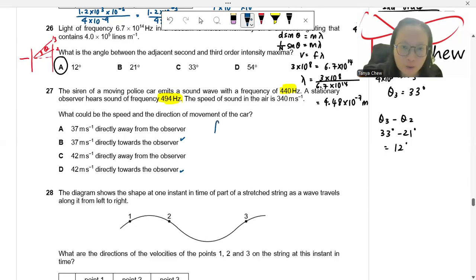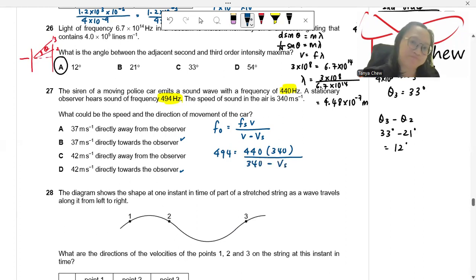So we use the Doppler effect. Observed frequency is equal to the frequency of the source, which is the siren of the police car, times the speed of sound in air, v, over v minus v source. Now, observed frequency is 494, frequency of the source is 440, speed of sound is 340. Now, 340 minus the speed of the police car. You work it out: 494 times (340 minus speed of the car) is equal to 440 times 340.